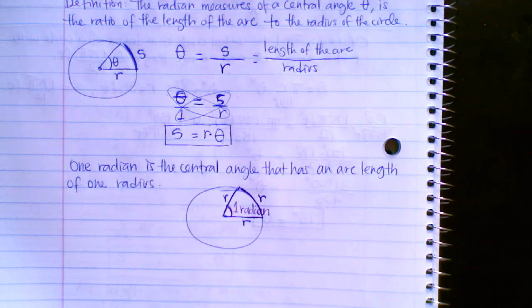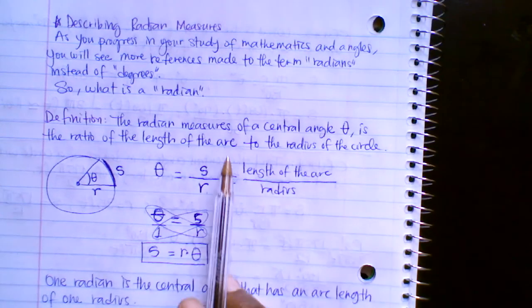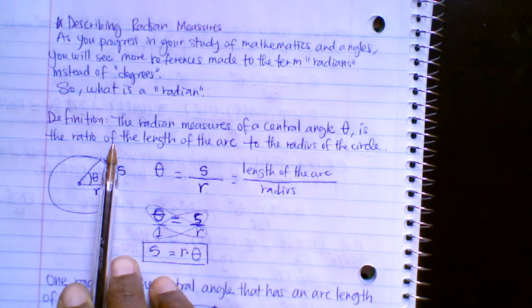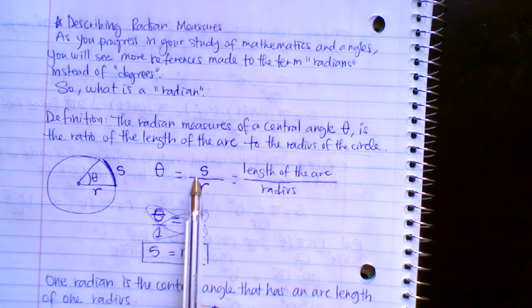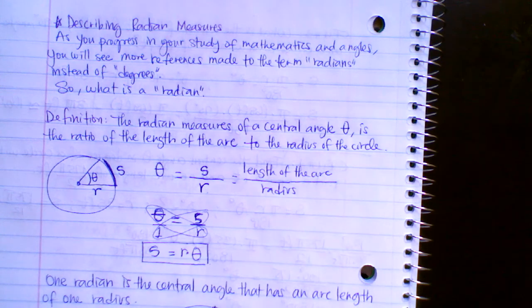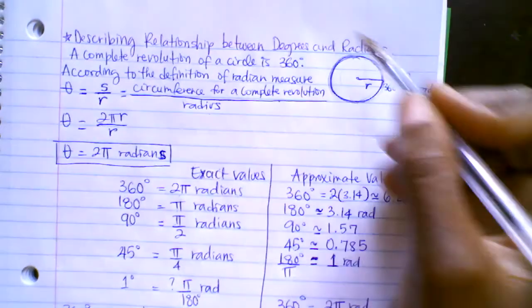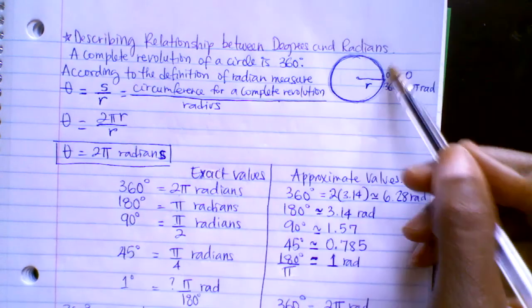Okay, and what is a radian? The radian measure of the central angle is the ratio of the length of the arc to the radius of the circle. And what is a full rotation in degrees and in radians? A full rotation in degrees is 360 degrees, and a full rotation in radians is 2 pi.